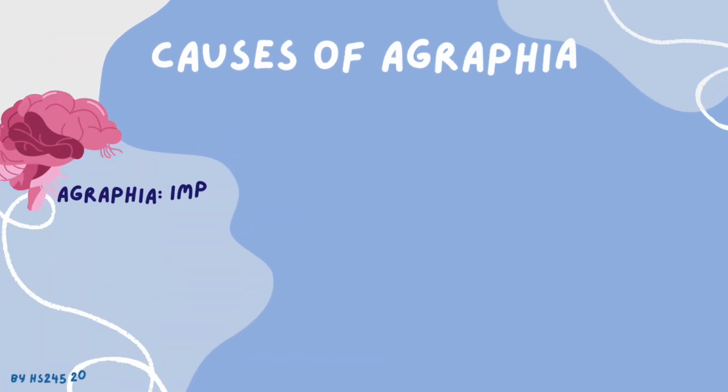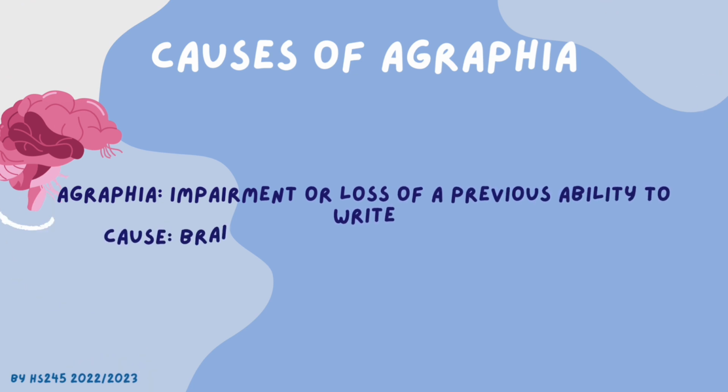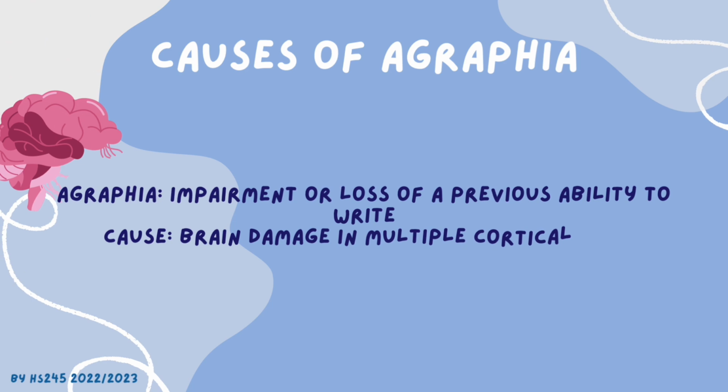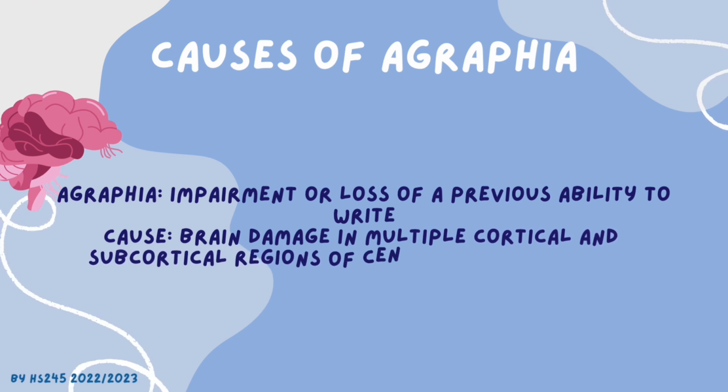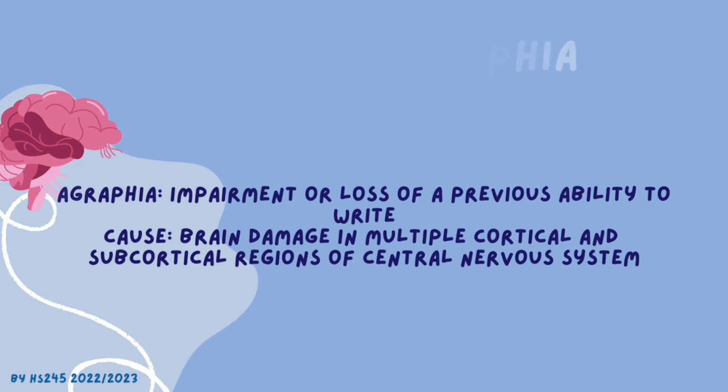Agraphia, also known as acquired dysgraphia, is an impairment or loss of a previous ability to write. Agraphia can be caused by brain damage in multiple cortical and subcortical regions of the central nervous system, for example, head trauma, malignancy, seizures, infectious and inflammatory or autoimmune diseases.